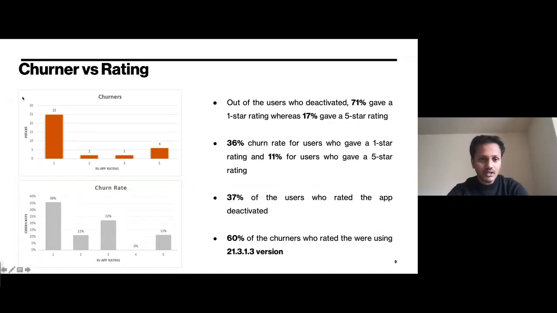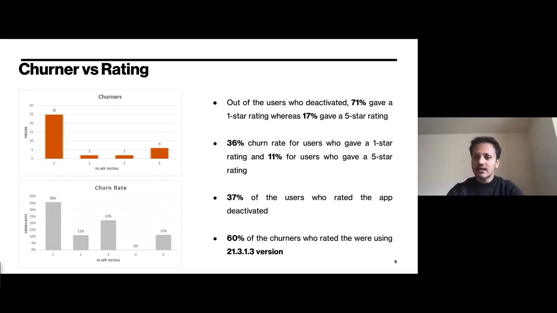One is that of all the people who churned, 25 of them gave a 1 star rating. So basically 71% gave a 1 star rating, whereas 17% gave a 5 star rating. Now if you take a moment to understand what this means, essentially, before users deactivate the application, they are giving a 1 star rating.